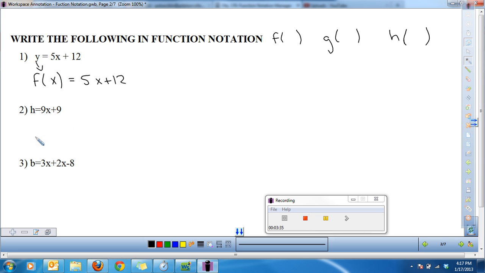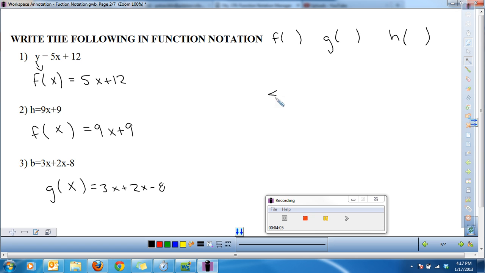For this next one, I'm going to use f of again. So I'm going to write f of 9x plus 9. Since this variable inside here is an x, this will be an x, f of x. Let's do one more. I'm going to use g this time. G of 3x plus 2x minus 8. Since this variable here is an x, I'm going to use g of x.